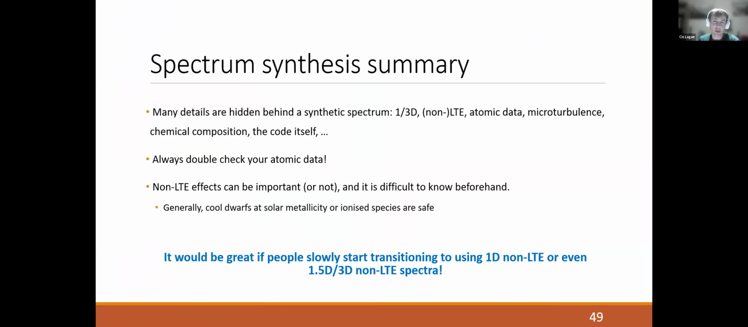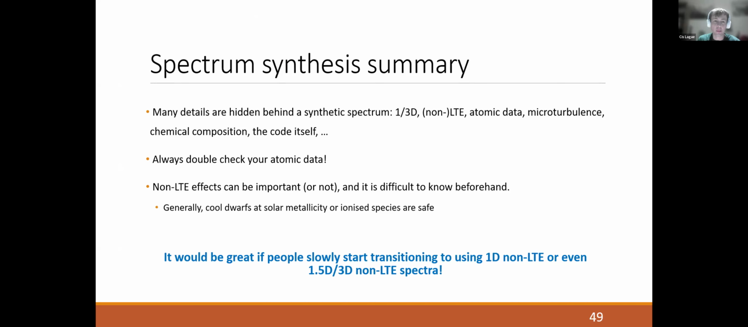Right, so let's summarize this section a bit. There's many details that go into creating a synthetic spectra. There's many ingredients, and they all have different effects on the spectral line. There's 1D to 3D, your non-LTE effects, atomic data, your broadening parameters, your line strength, macroturbulence, and so much more. So it's good to have a good handle on these when you create a spectrum and use them for your purposes. Always double check your atomic data.